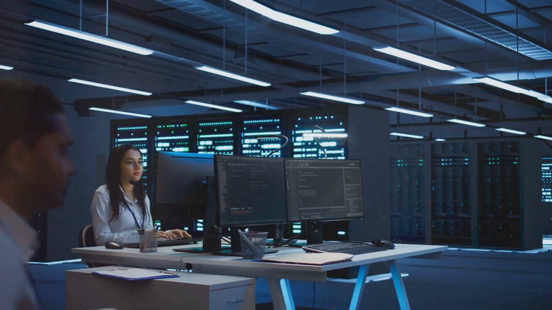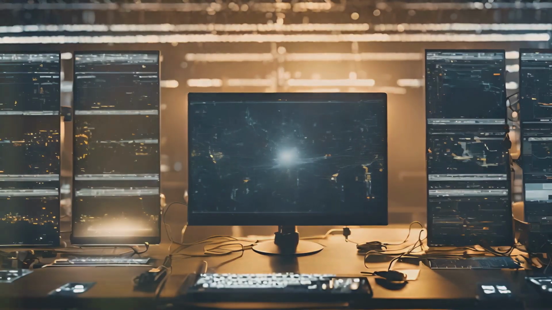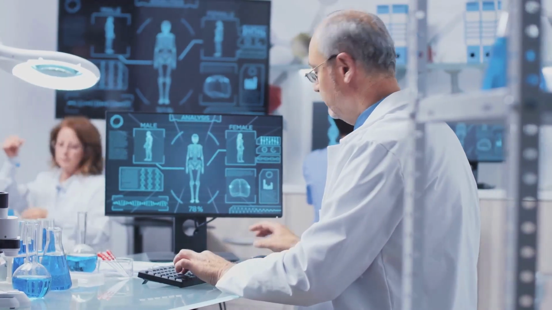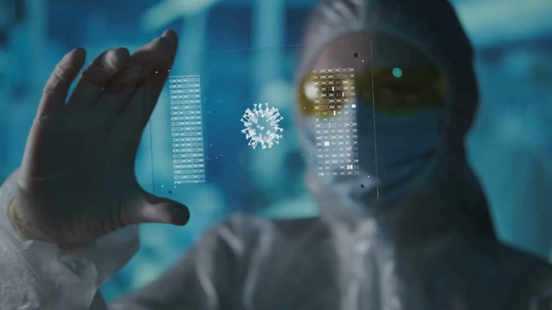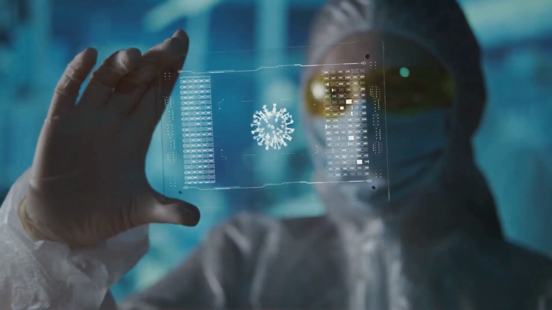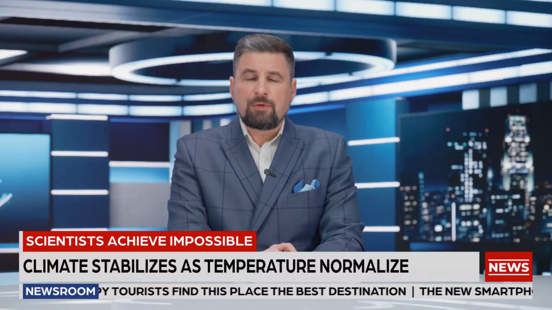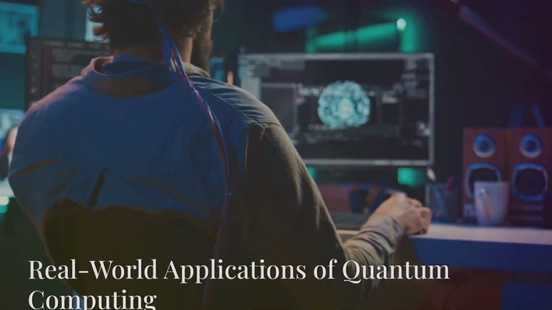Classical computers are still incredibly powerful and efficient for most tasks, but they reach their limits with certain types of problems, especially those involving vast amounts of data and complex calculations such as cryptography, drug discovery, and simulating molecules for scientific research. This is where quantum computers come in. They can handle these problems much more efficiently, potentially transforming industries.